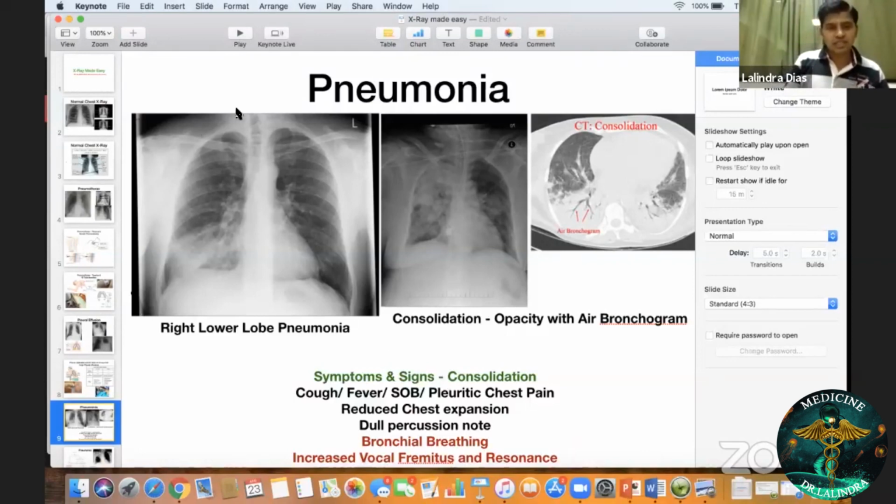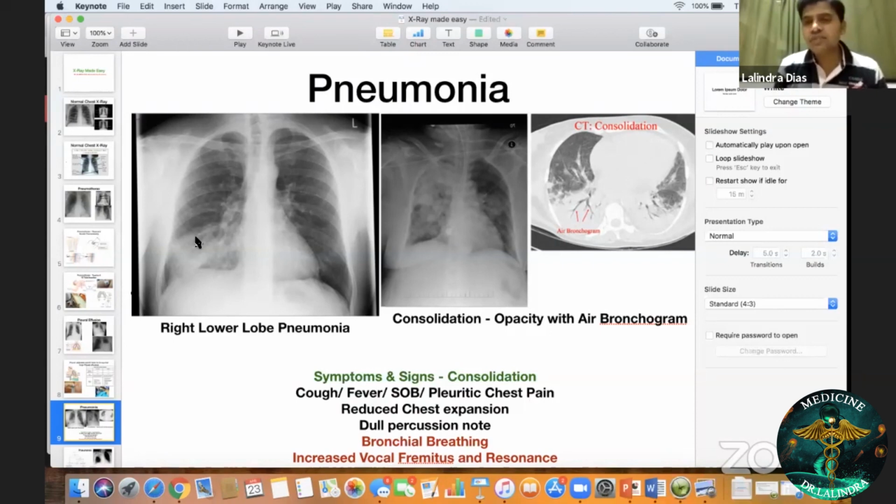Now look at this first X-ray film. In this extreme left corner, you can see the left lung field is completely normal. Whereas in the right lung field, the right upper zone is okay, the right mid zone is normal, but in the right lower zone, look at this white shadow. Can you see this? There's a white shadowing in the right lower zone. So what is that? It's a right lower zone or right lower lobe pneumonia.